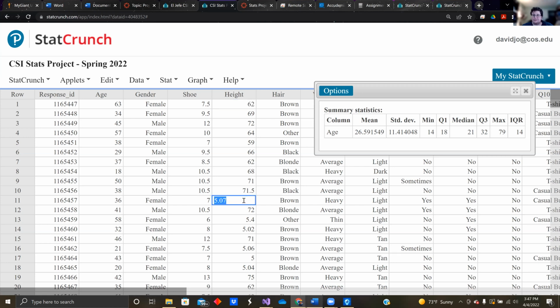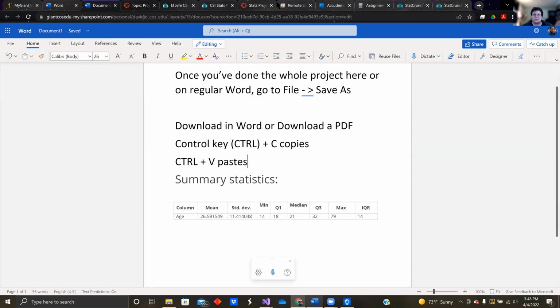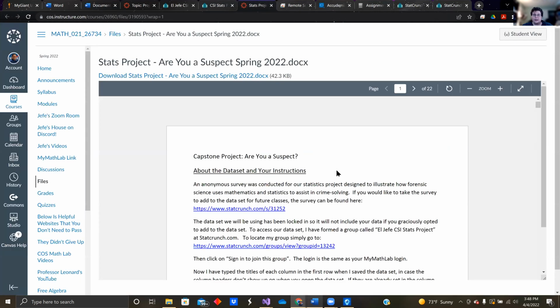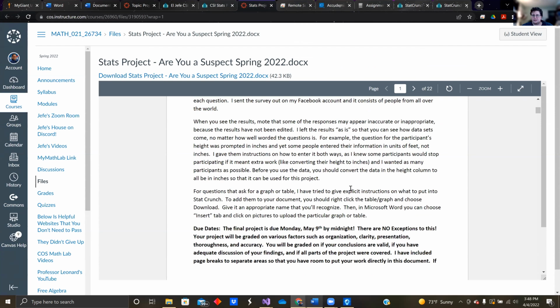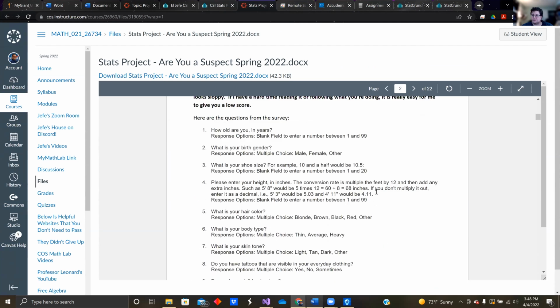5.07, it's probably 5'7". And if you don't remember how to do it, the document explains to you how to go about converting it. So I would make those conversions. I gave you the data the way it came because that's how it happens in real life. People don't always do what you want. They don't always give you the answers the way you want it.